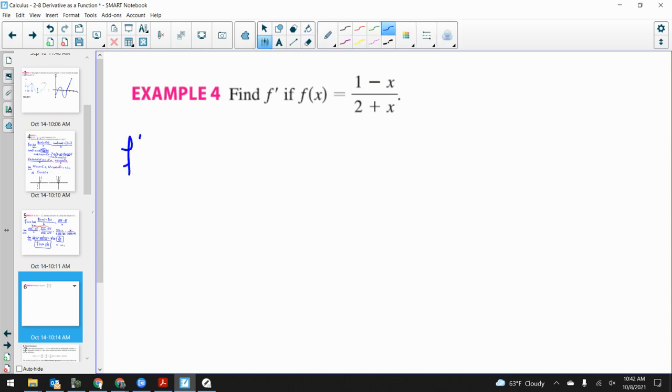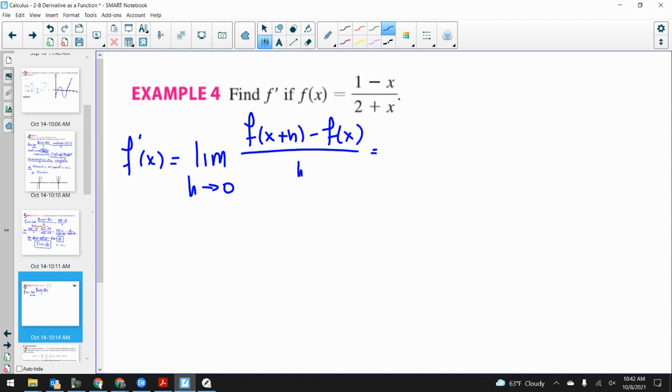So f prime of x, again, is equal to the limit as h goes to 0. You're going to see me write this every time because it's good to memorize. f of x plus h minus f of x all over h. Okay, so my first step is to plug in x plus h. So this is 1 minus x plus h over 2 plus x plus h. Right? That's just f of x plus h.